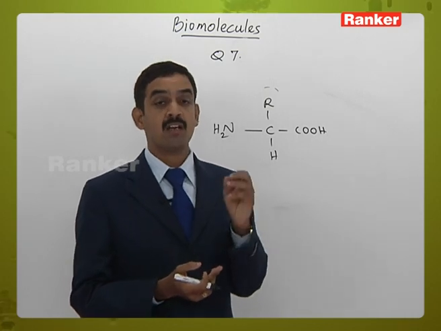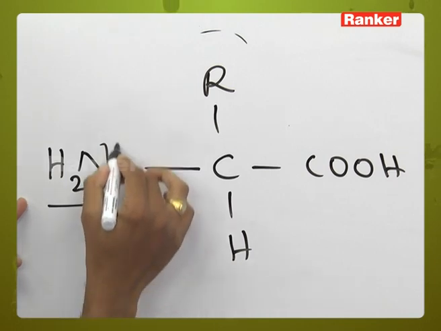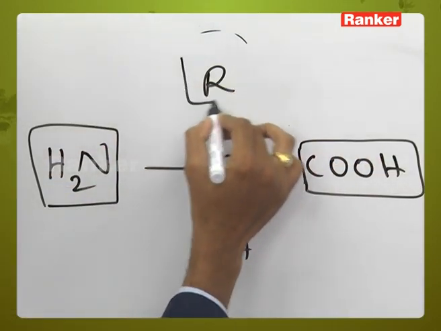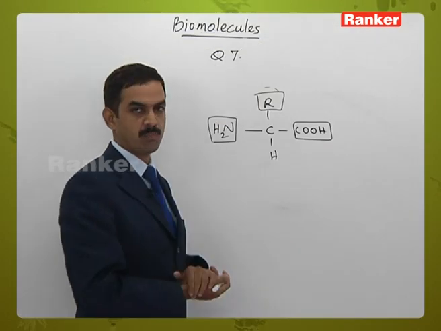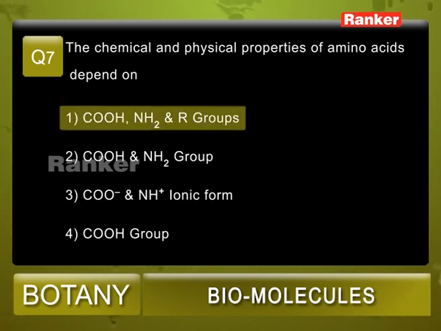as in serine. And here the physical and chemical properties of any amino acid are based on all the functional groups which are present on the carbon. So in the given options we can say that carboxyl, NH2, that is the amino group, and the alkyl groups. Question number 7, the correct answer is 1.